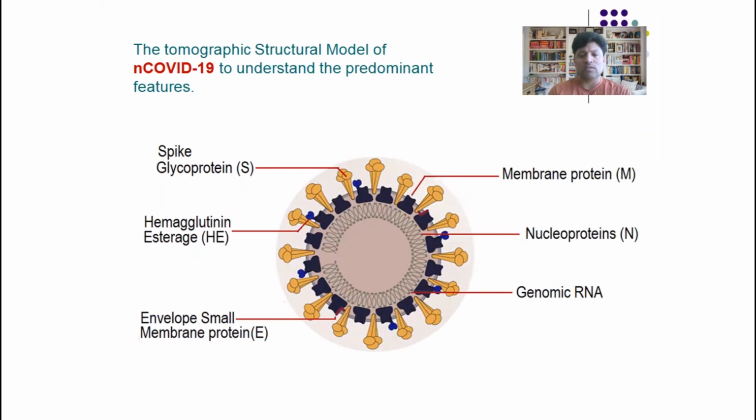Now we are going to discuss a little bit about the molecular structure or tomographic structure model of COVID-19 to understand the predominant features. It has the spike glycoprotein that is called the S protein. This is the most popular and most famous part of the virus because most pharmaceutical and research institutions have targeted this part of the virus. It also has hemagglutinin esterase, enveloped small membrane proteins, nucleoproteins, and genomic RNA.